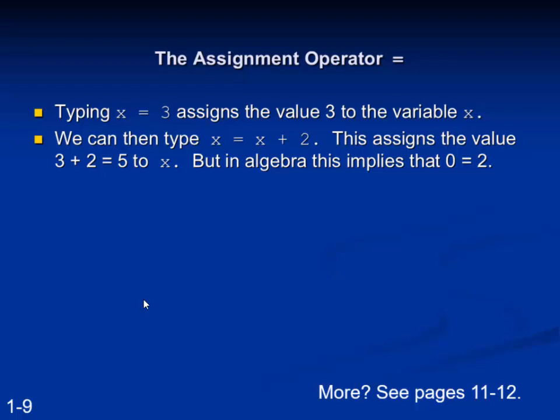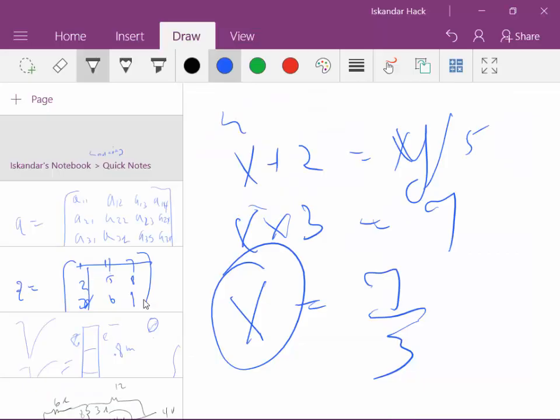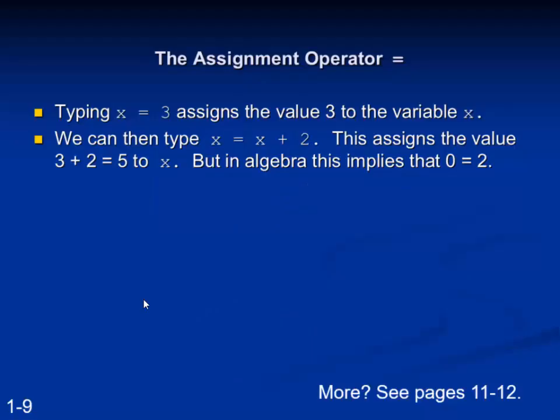It takes whatever was in x and replaces it with x plus 2. Algebraically, that doesn't make sense. We can't say x is equal to x plus 2, unless x is equal to 0. No, we can't even do that, because then 0 is equal to 2 in algebra. Well, this assigns a value. If we say x is equal to x plus 2, this assigns a value of 3 plus 2. But in algebra, this implies that 0 is equal to 2.